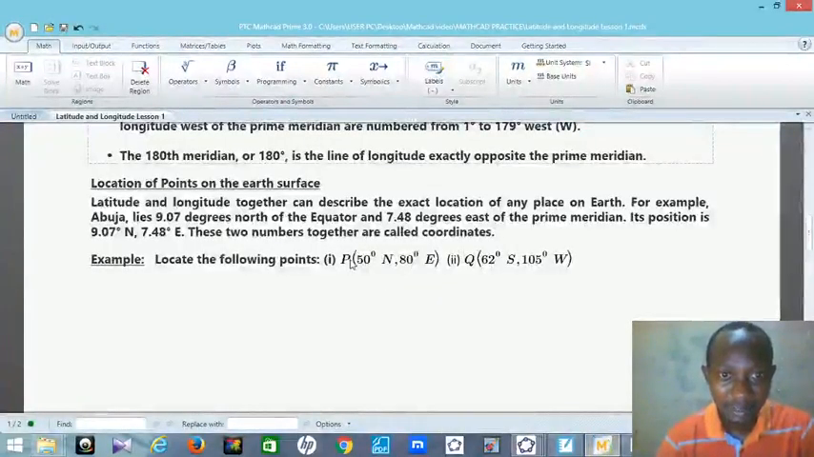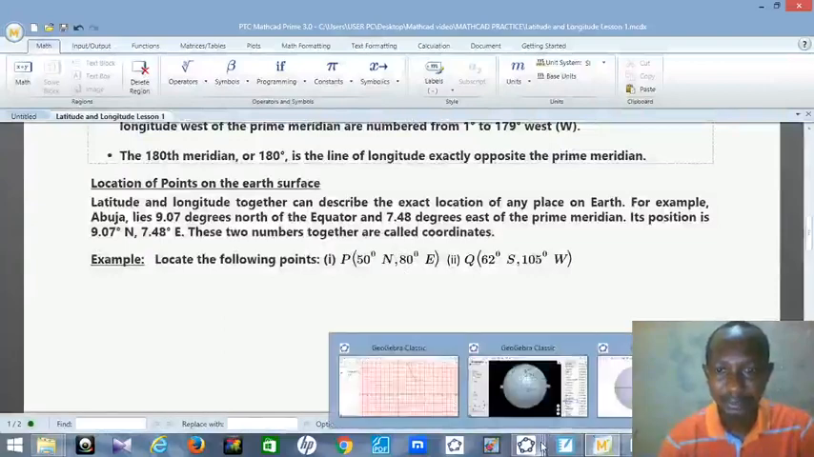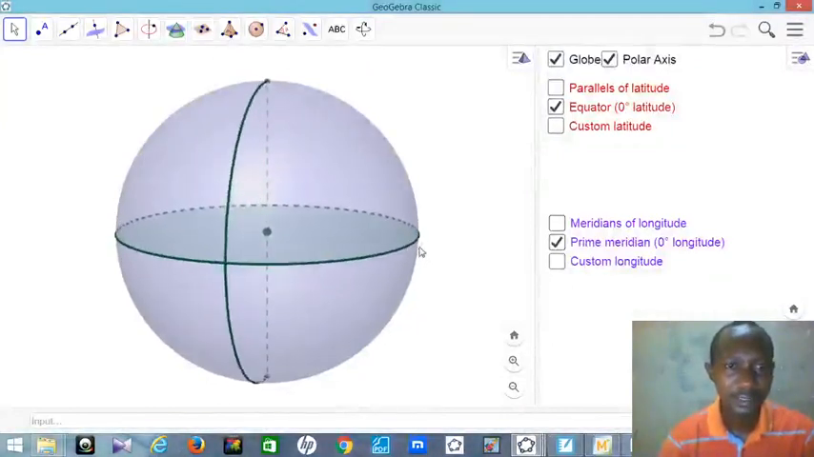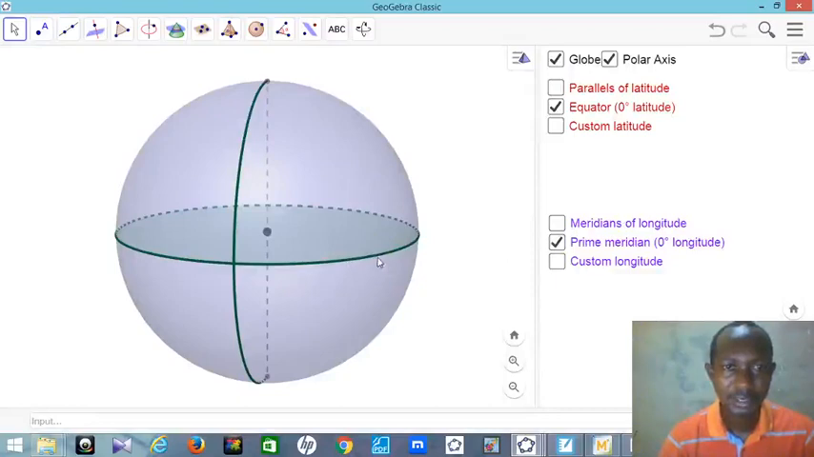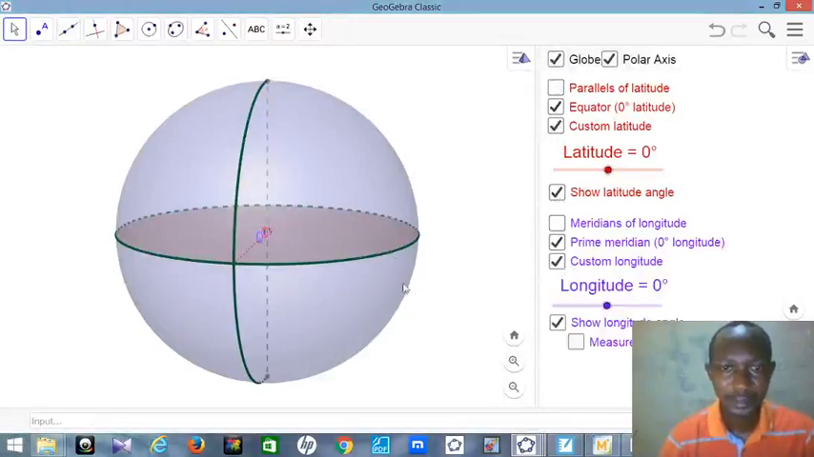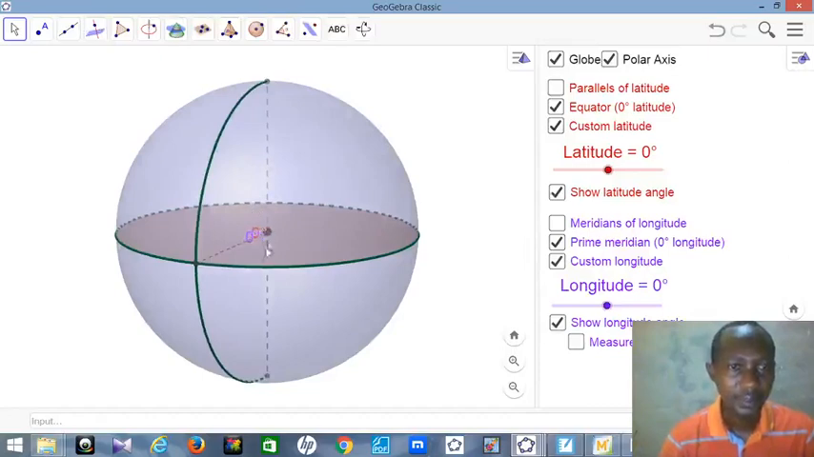For example, this example I have here, point P, you can see 50° north, 80° east. If I want to locate this point now, all I need to do is get my two reference points. You can see this is my latitude and my longitude. If I show my angles, you can see latitude, which is the red color, at 0°. Then longitude, which is the purple color here, at 0°.